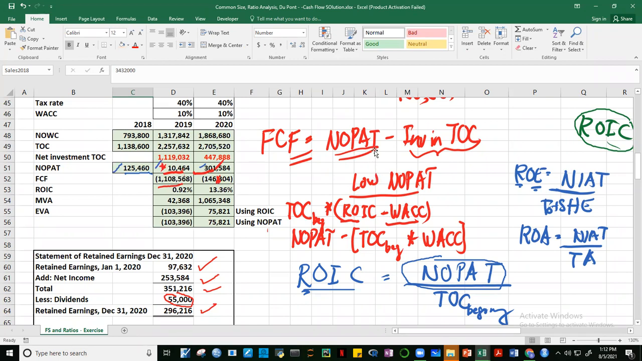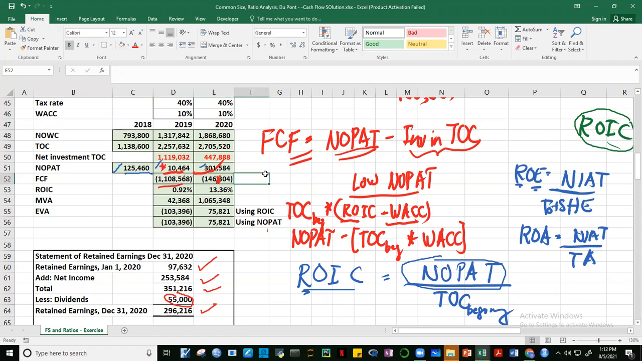Pag masyadong mababa yung NOPAT, then kahit anong amount yung investment in TOC natin, there's a potential that that will be negative. So that means that the negative free cash flow there is attributable to the low NOPAT or the negative NOPAT, which is not good. Okay? So yun ang ibig sabihin ng kapag negative yung free cash flow.